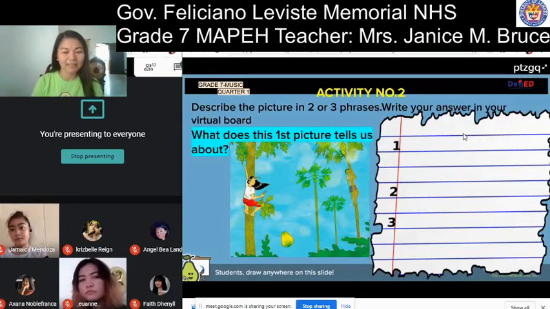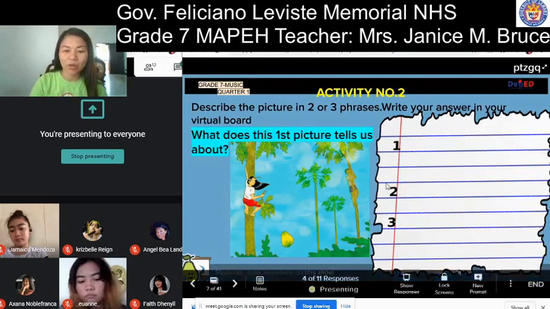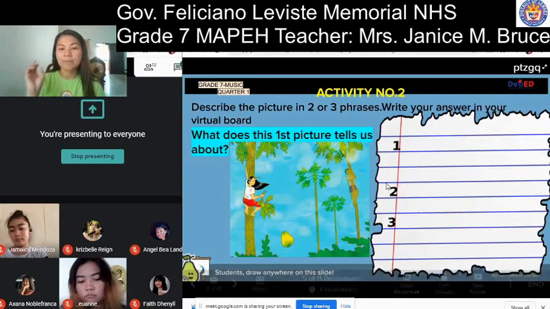What do you see? Okay, we have a picture here, and we have to describe the picture in 2 or 3 phrases. Write your answer in your virtual board. Okay, you have to describe first exactly what you see. All right, so you can go on and start answering. Make 2 or 3 phrases based on what you see on the picture.